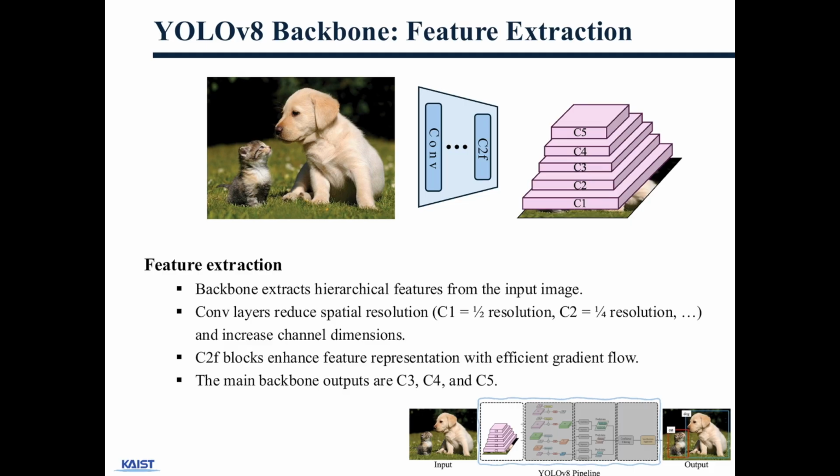For example, C1 can be thought of as a feature map with about 1/2 of the original image resolution. C2 has about 1/4 of the original resolution, and the resolution continues to decrease as the network goes deeper. At the same time, the number of channels increases, allowing the network to represent more complex visual concepts.